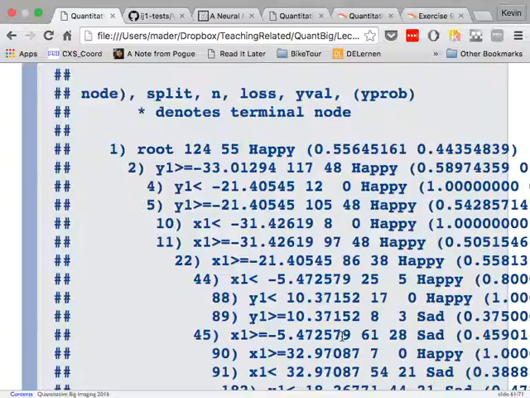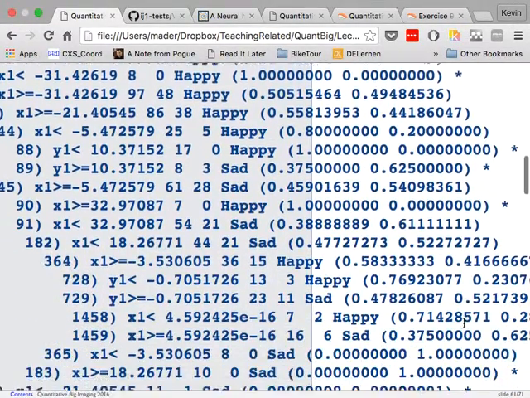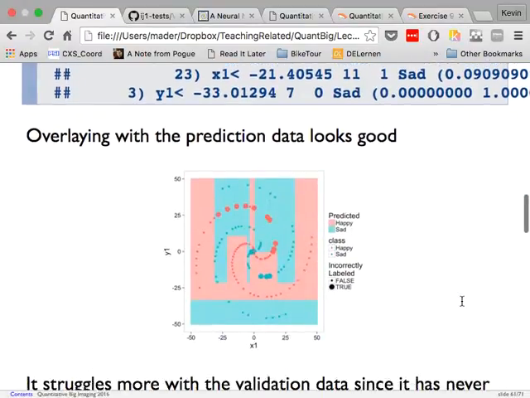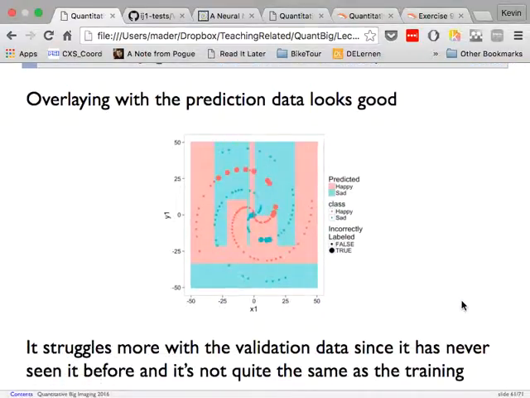So that once you get here, for example, you're 100% likely to be happy. And for one of these other nodes, here you're 100% likely to be sad after you've followed those criteria. And so if you overlay the data set, what this tree discovered from this data, you see that it matches the training fairly well.